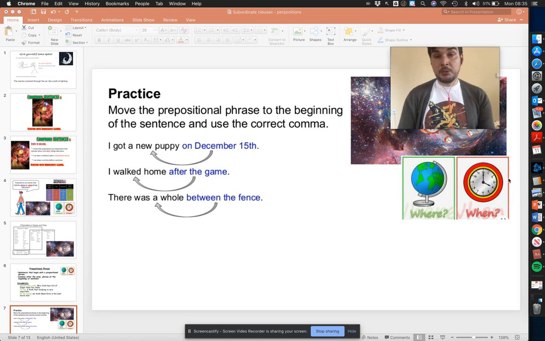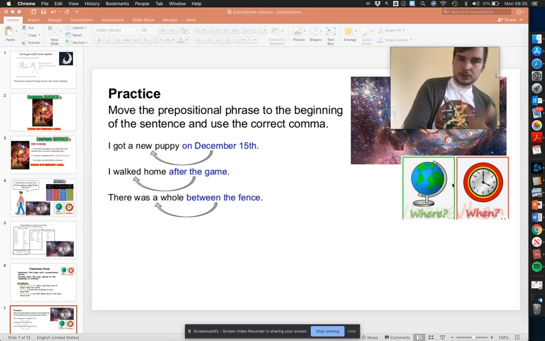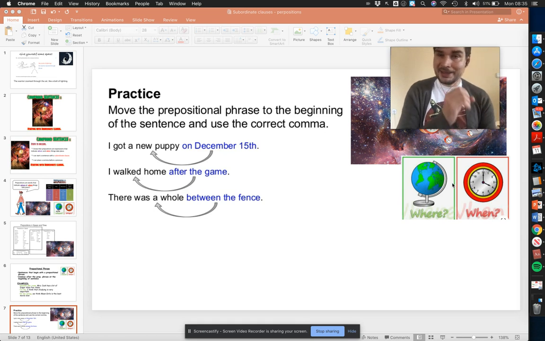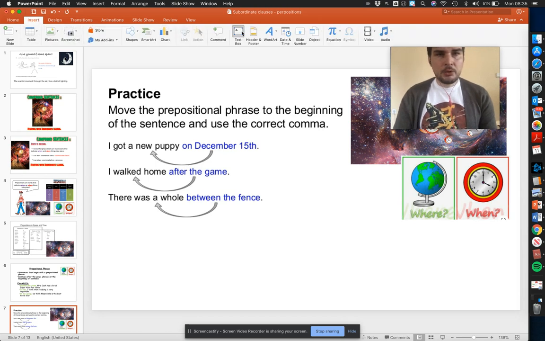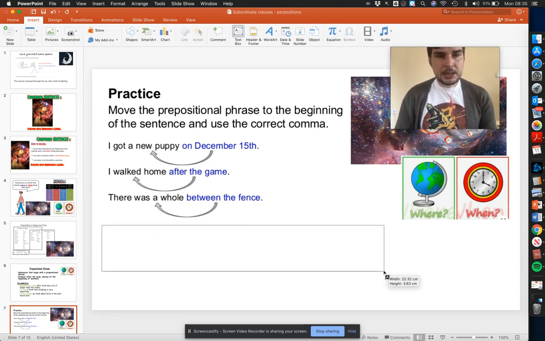And remember that I want a subordinate clause that tells me where or when at the front of my sentence, not at the end. I can't start with words like I, they, Mr. Koza, Thor. I can't start with a pronoun, not today. Normally I can, but not today. Right, so let's insert the text box.